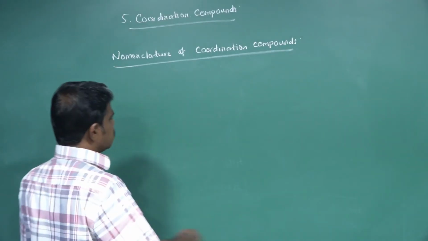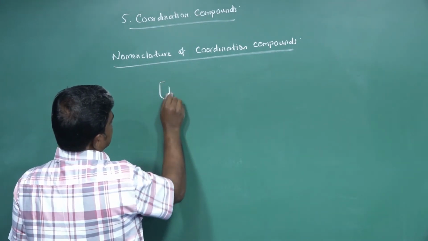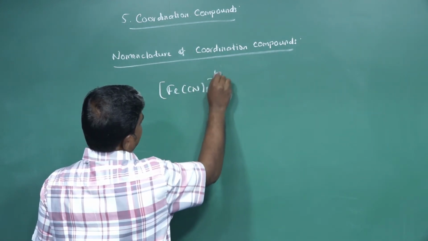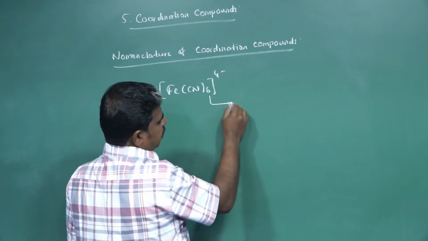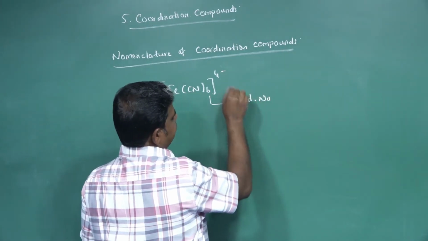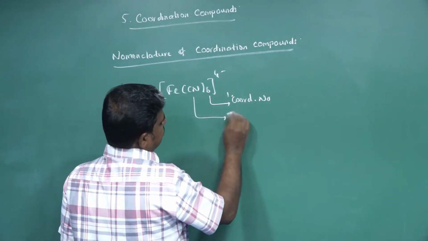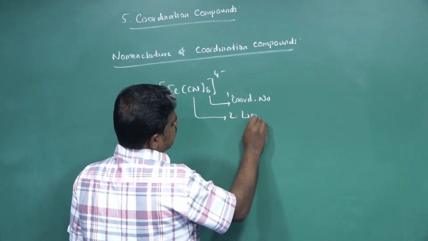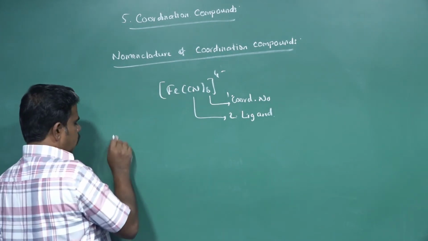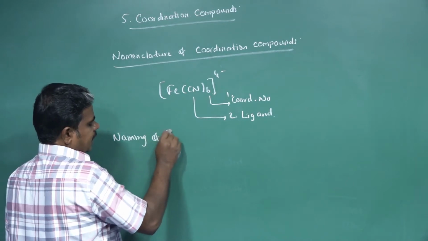Okay. The next one, after the coordination number. Suppose we are taking a complex, that is [Fe(CN)6]4-. So first we name the coordination number. It is the first one. Now after it comes the ligand. So the second one is the ligand. So we take the naming of ligands.